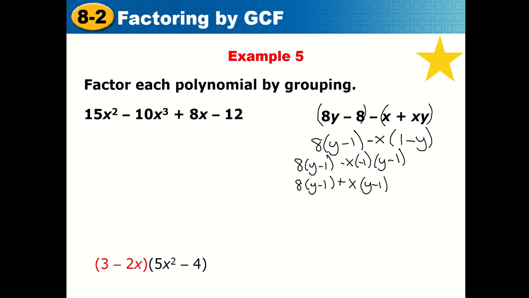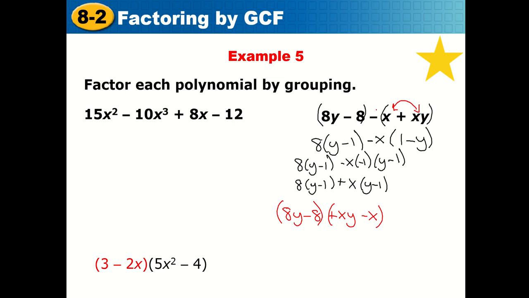So let me show you again how I reordered it. Sorry for the confusion here. I really wanted to make sure that I solved this the easiest way for you. Okay, so I'm going to reorder this one. I have 8y minus 8, and then I'm going to switch these around to make it plus x, y minus x. Then I can group it, and it's just easier that way.